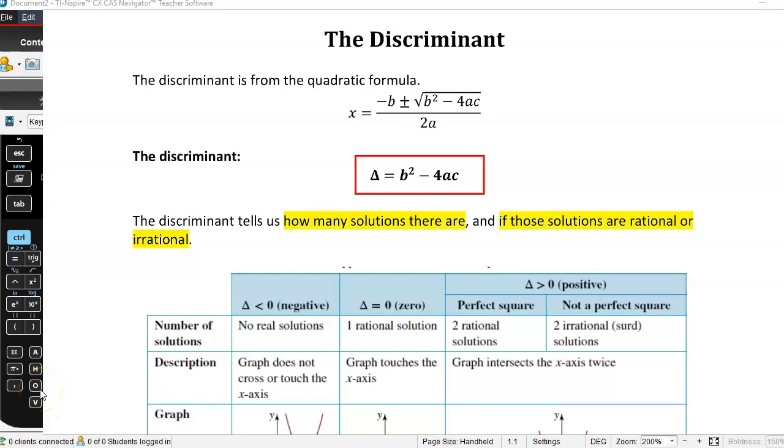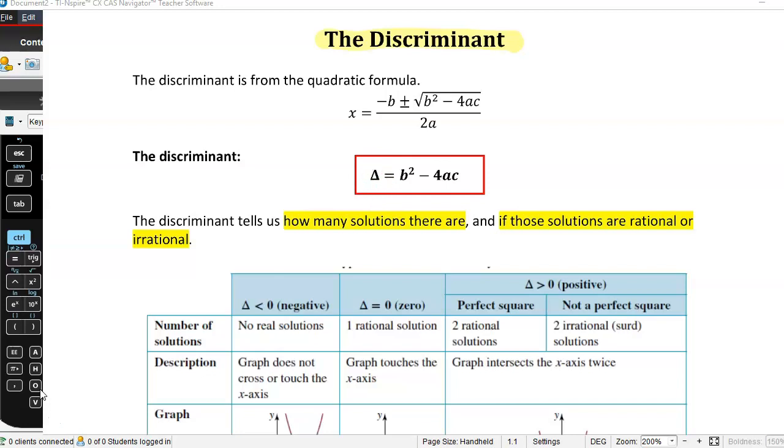So let's talk about the discriminant. We get the discriminant from the quadratic formula. You'll remember the quadratic formula is what we use to find those x-intercepts or to solve for x. We use the symbol delta, but we just call it the discriminant.